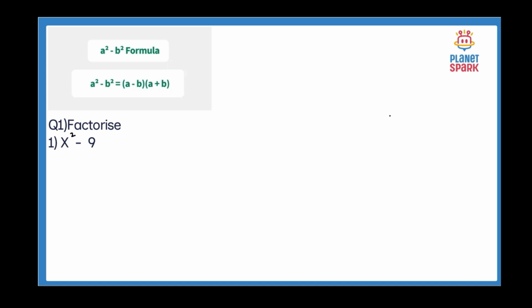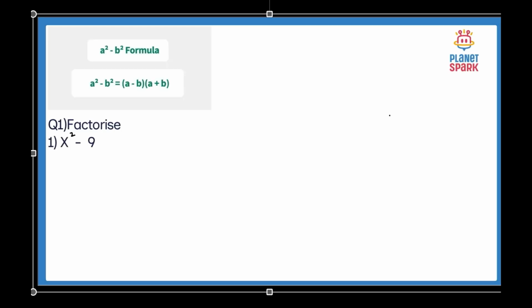So a square minus b square is equal to a plus b, a minus b. It is a very important identity which every one of you should know. This is an algebraic formula.